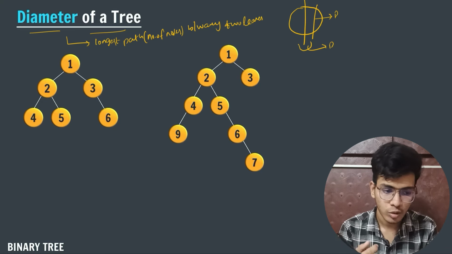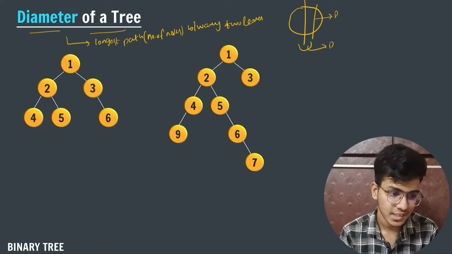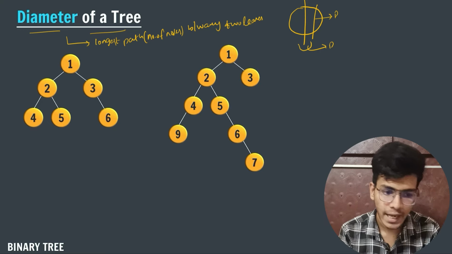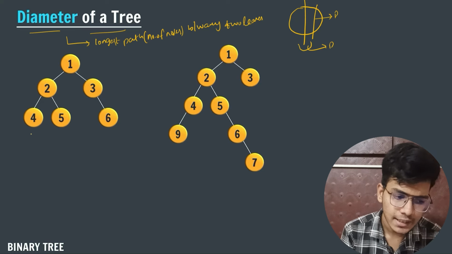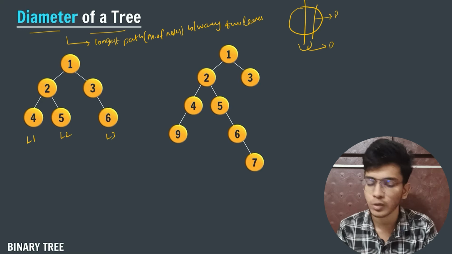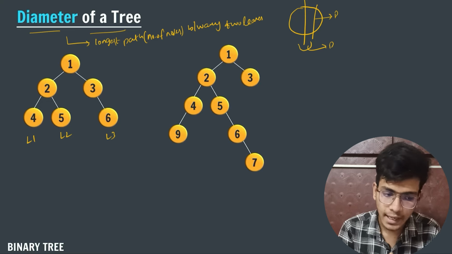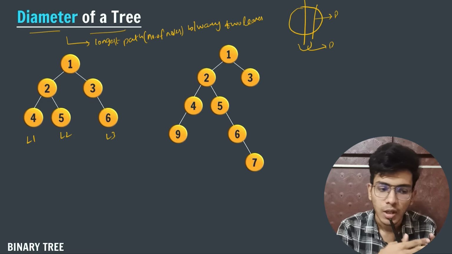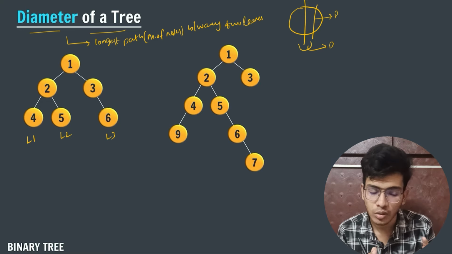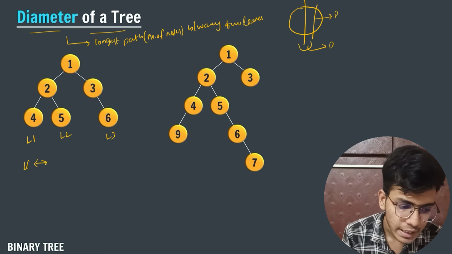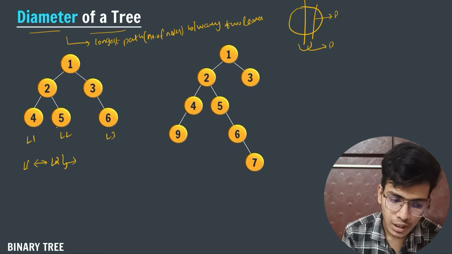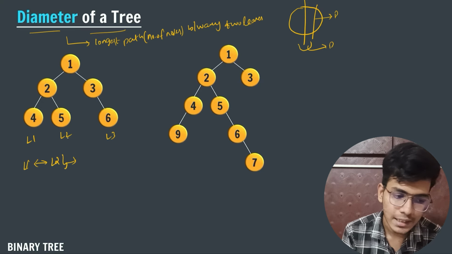Now to understand it better, I have taken two trees as examples. In tree one, let's say I have three leaves: leaf 1, leaf 2, leaf 3. Now let us see the number of nodes present between these corresponding leaves. From leaf 1 to leaf 2, what is the total number of nodes? 1, 2, 3. So the number of nodes is 3.